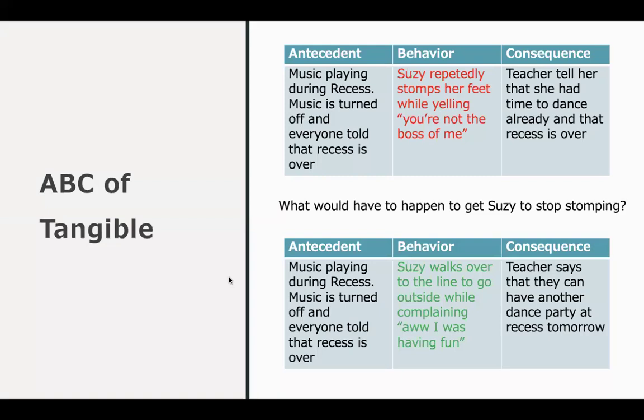So the consequence here would be, instead of the teacher telling her, "Oh, it's done. We already are all done with what we need to do," we just explain to her, "We can have another dance party tomorrow." "Oh, I know, it's okay." So that's another way that we can address this tangible situation.